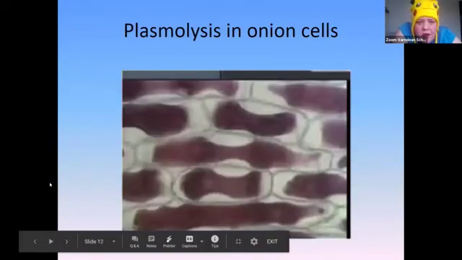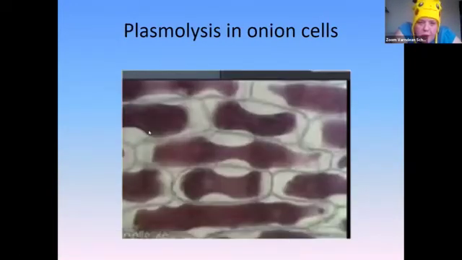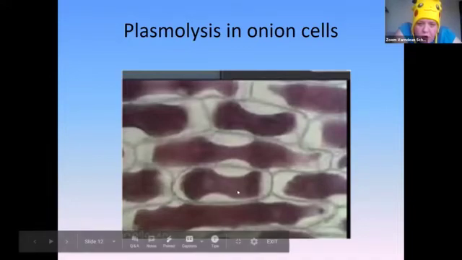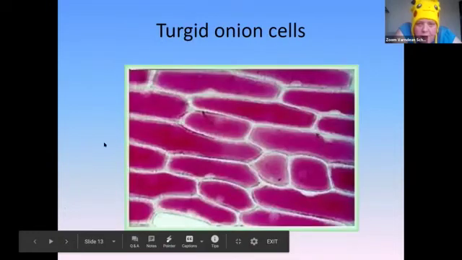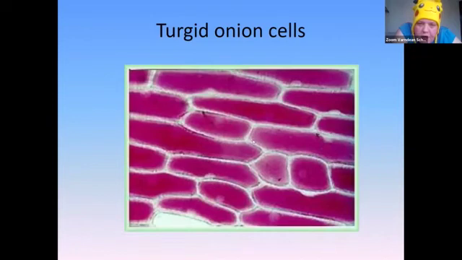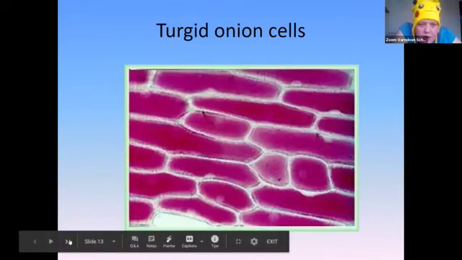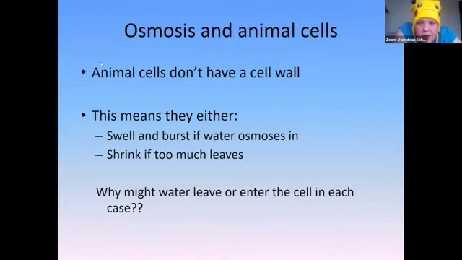Right, and just because I like to show you, this is what happens in onion cells. If they lose their water, you can see the shapes have got all wiggly and they've lost their defined shape. And then we've also got onion cells, same cells, full of water, and they've got their nice big square shapes. There we go.